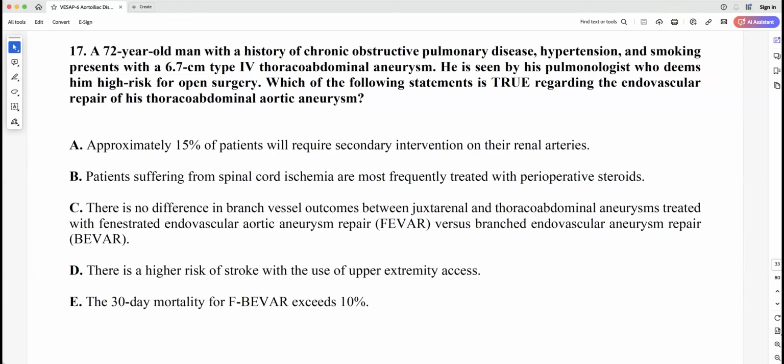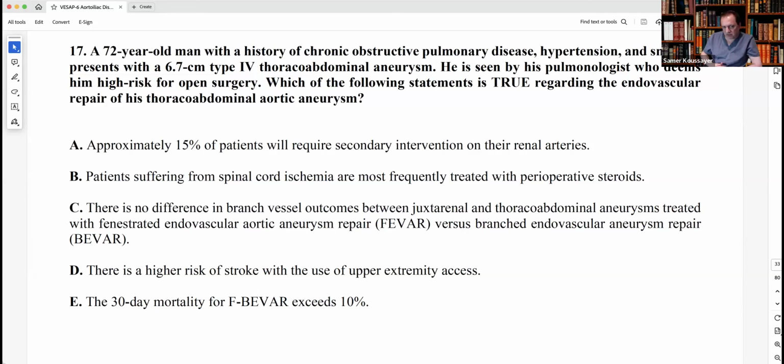All right. Okay. Last one. So the 30-day mortality for FEVAR exceeds 10%. Yeah, I think it's too high. I'm not sure really, but I don't think it's as high as that. That's why I do BEVAR and FEVAR. So it's maybe about 4 or 5%. I will not go more than that. So 10% is too high.